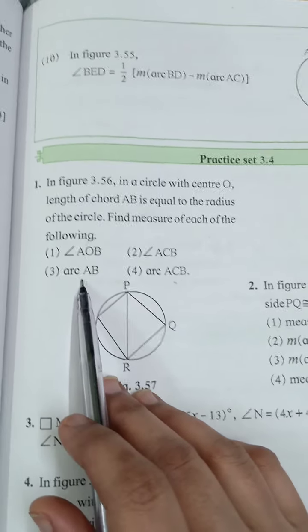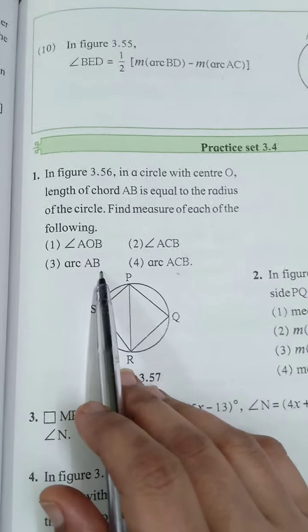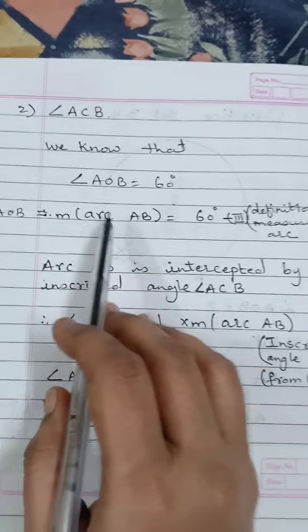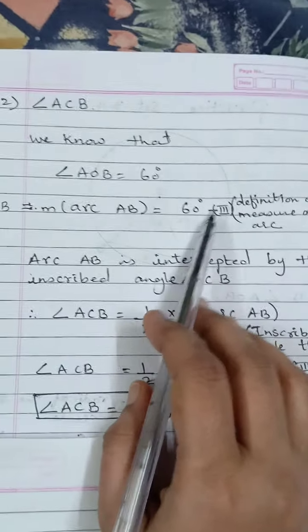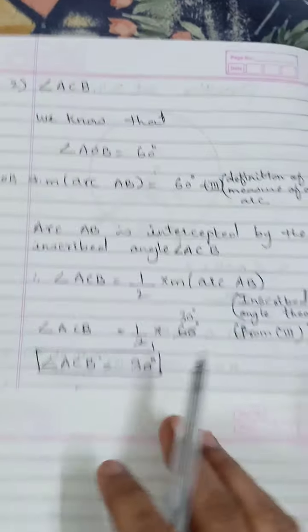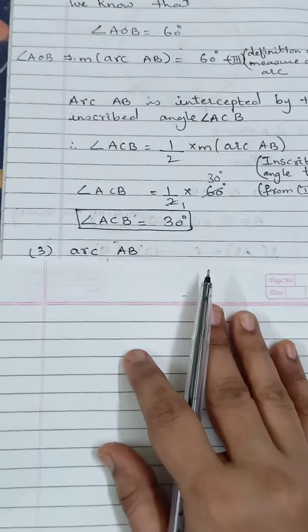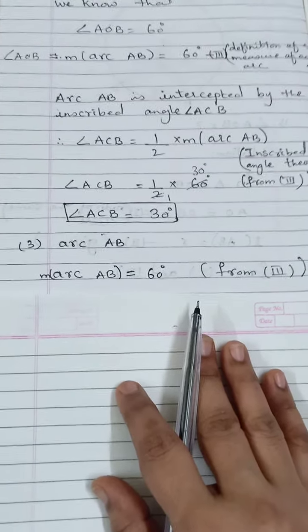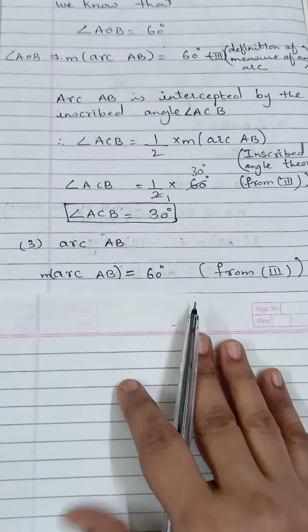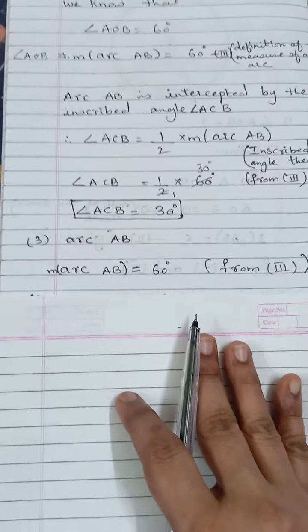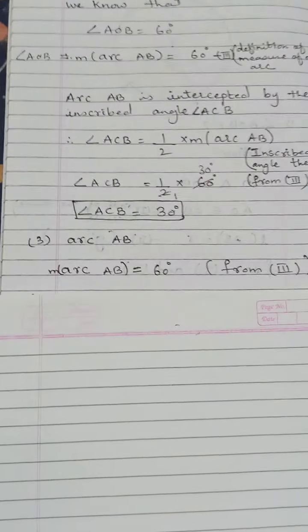Now our third sub question is arc AB, which we have already completed here. We can see in our solution that major arc AB we already got as 60 degrees in equation number 3. So directly we can take it. So in the third sub question we have to find arc AB. We know that major arc AB is 60 degrees from equation number 3. So we already got this. Now we'll go for the last sub question, that is the fourth one.